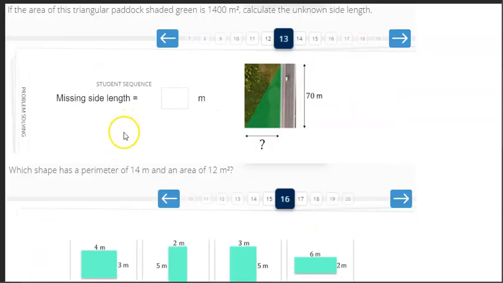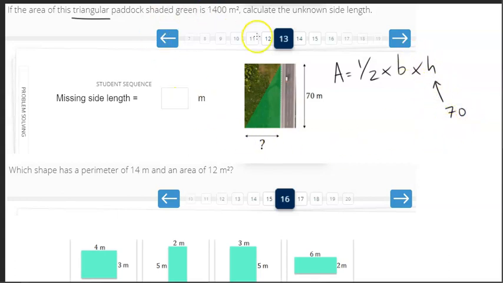Now we've got a few more examples, two more. This one here, number 13: if the area of this triangular paddock shaded green is 1,400 square meters, calculate the unknown side length. Now this one is a bit different because we are using a different formula. We're using the area of a triangle is half times base times height. Now this is saying our height is 70. We already know what our height is, and the area itself is given in the question, 1,400.